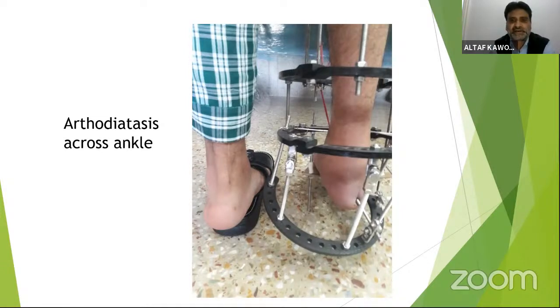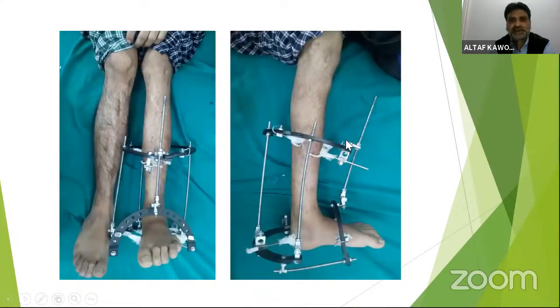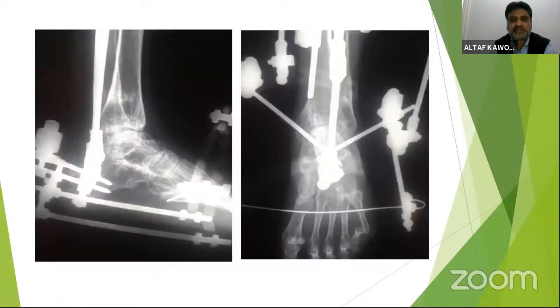orthodiastasis method. A stronger posterior pin to counter the stresses. I should have used more rings, which I realized later, because the forces generated would even bend it. But somehow I was able to manage it. This is the radiograph post distraction.